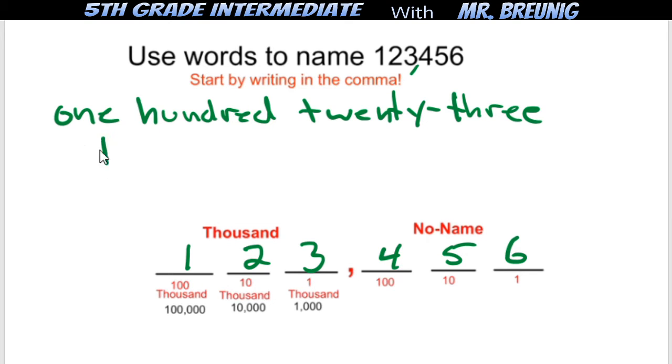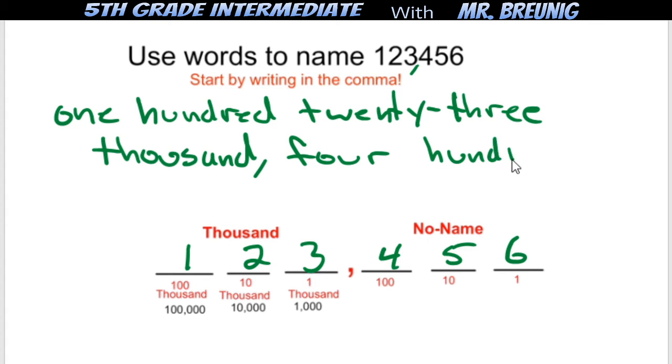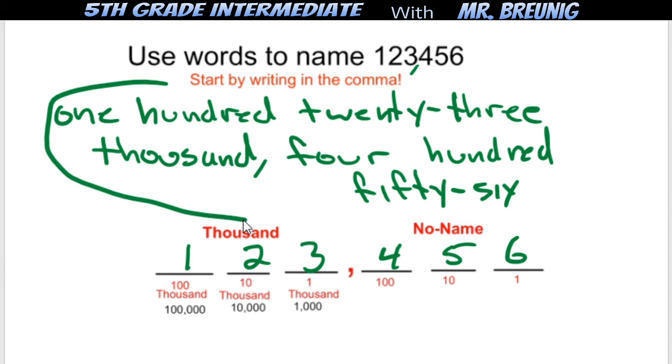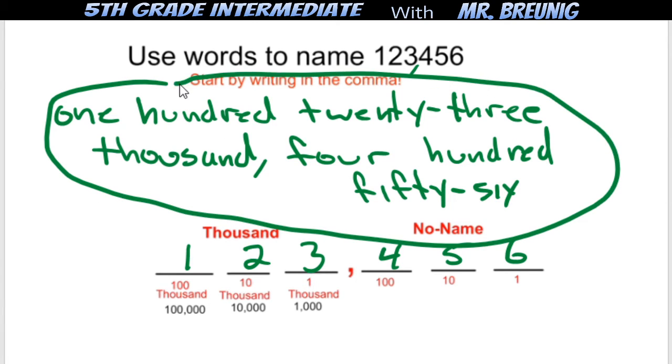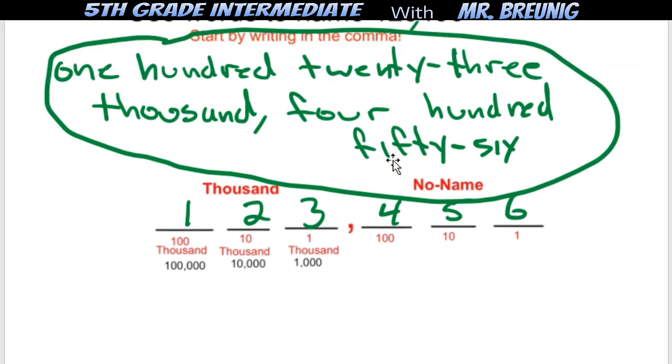123, and now I have to name the group. It's in my thousand group. And what do I have in between my groups here? I have a comma. So I want to make sure that I put a comma here when I use words. Now just write that no-name group, 456. So 123,456 should look like that when you use words to name it. And hopefully yours look like mine.